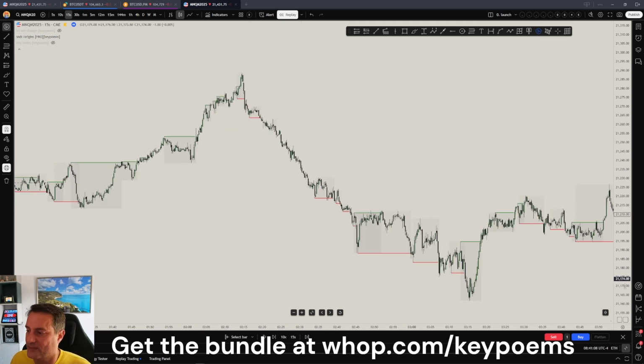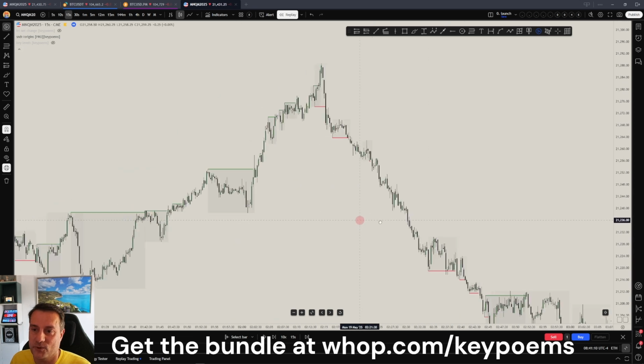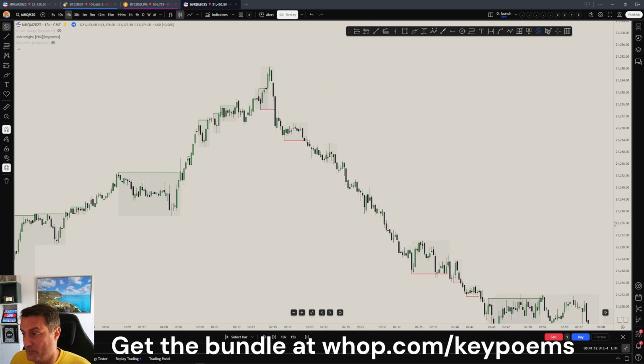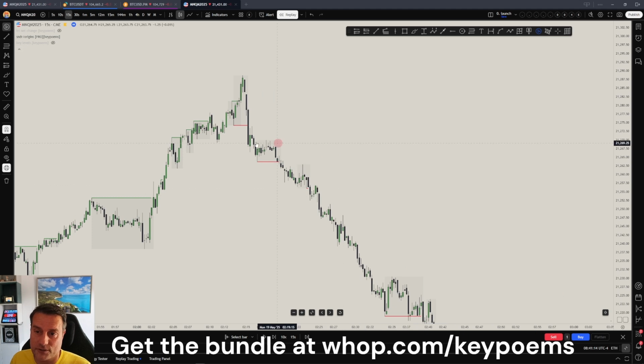What does this indicator help you see? Well, it helps you see the market structure, the green lines. You can configure the colors that you like. Green lines mean a break of structure to the upside. The red ones mean a break of structure, a change of character, or market structure shift to the downside.